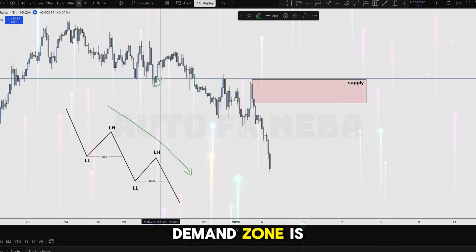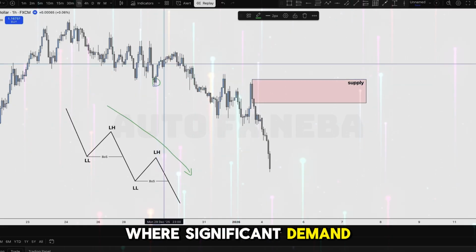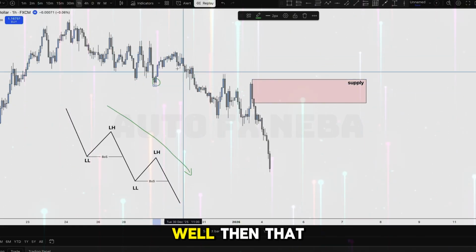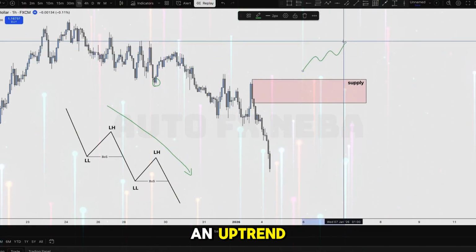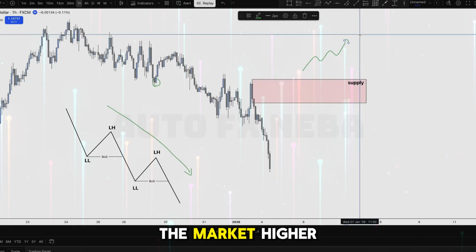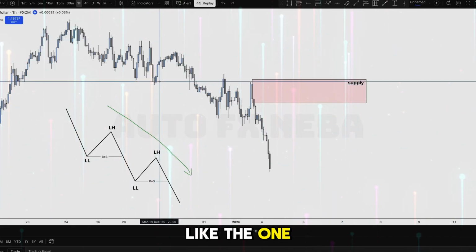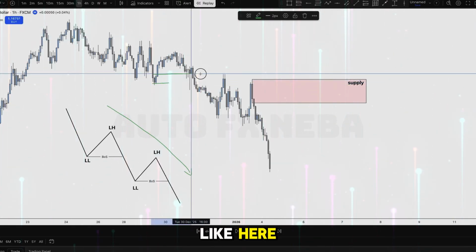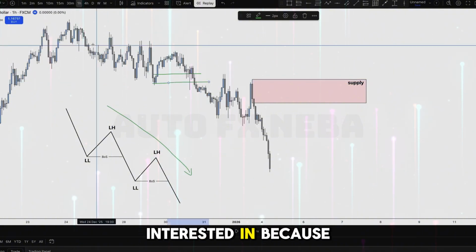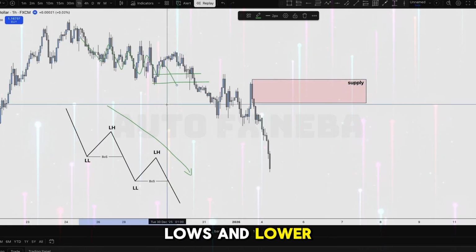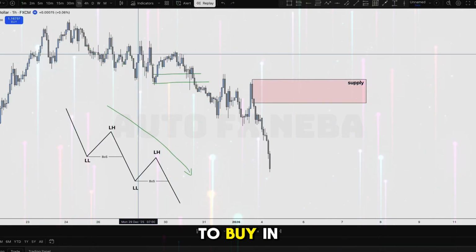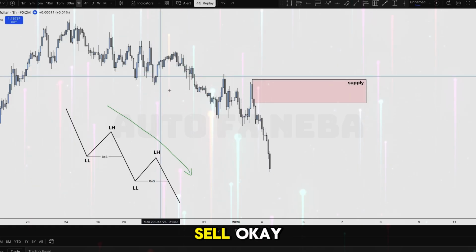Now, if a demand zone is showing an area where significant demand stepped in and drove the market higher, well, then that means it has to exist in the context of an uptrend, because obviously, otherwise it didn't drive the market higher, right? So a zone like the one you've just saw me mark on, which would be like here, is not one we would be interested in because prior to that, we've got a downtrend of lower lows and lower highs consistently forming. So we don't want to buy in this scenario. We only want to look to sell, okay?